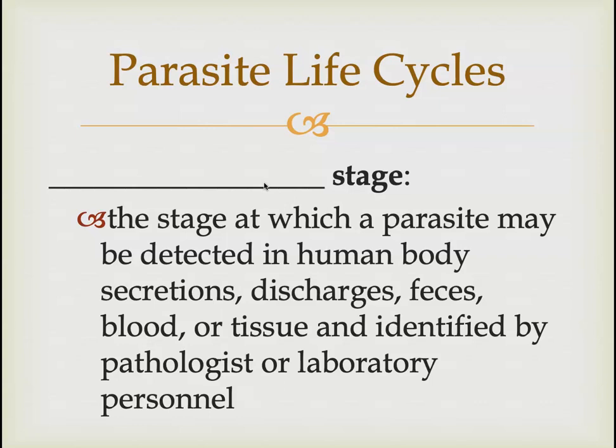So when you identify a diagnostic stage, it's two parts. It's always the life cycle stage of the parasite plus the specimen type. So for example, eggs in feces, or larva in sputum, or trophozoite in urine.